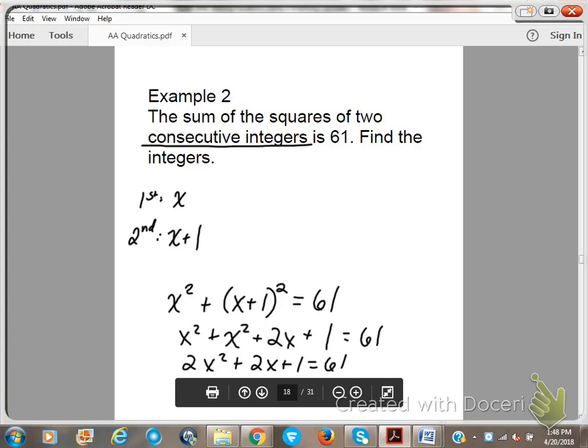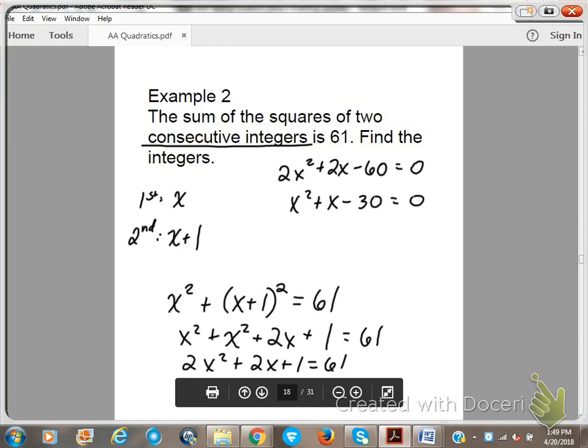Usually you can do this in the graphing calculator, but this one isn't too hard to solve by hand. What do we like quadratics set equal to? 0, okay, so pull that 61 over. We're looking at 2x squared plus 2x minus 60 equals 0. What can you divide everything by? 2. So that gets us to x squared plus x minus 30 equals 0. Is it possible to multiply to be negative 30 and add to be 1?